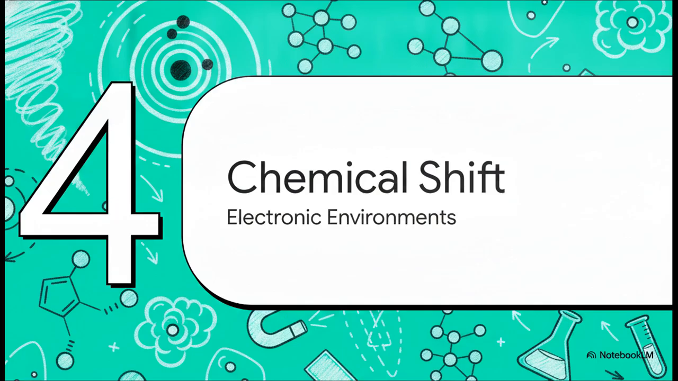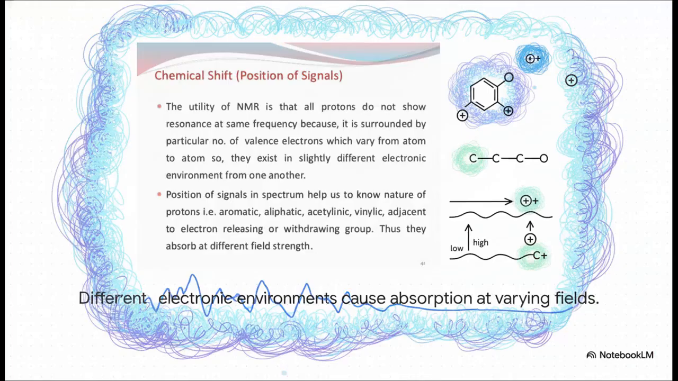Section 4. Understanding chemical shift. This is where we transition from quantum physics into highly practical chemistry to answer that exact question. The real utility of NMR, the secret sauce if you will, is that in a real molecule, protons aren't just floating isolated in a vacuum. They are surrounded by clouds of valence electrons. And those electron clouds vary depending on the proton's specific atomic neighbors.